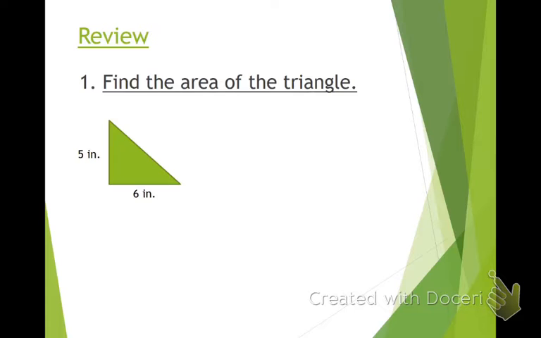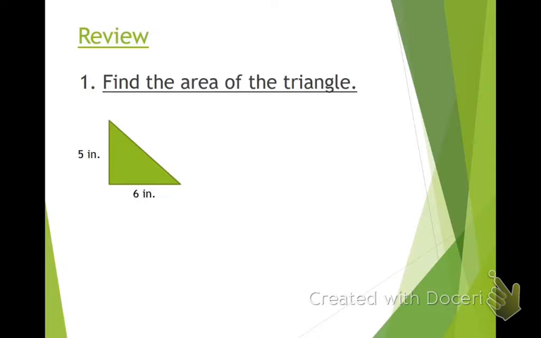For your upcoming quiz on Monday and then your test on Wednesday, we're going to be reviewing all these different things that we've talked about. So we're going to do a review problem today. Find the area of the triangle. The main thing you just have to remember is what your formula is. I want you to try it on your own, and then we'll go over the answer in just a minute.